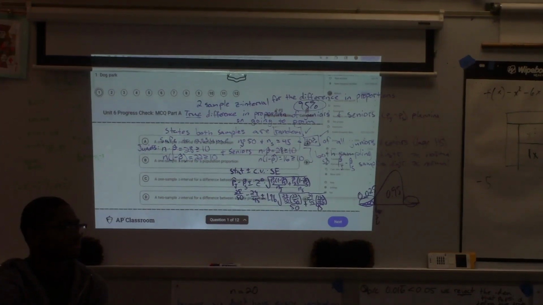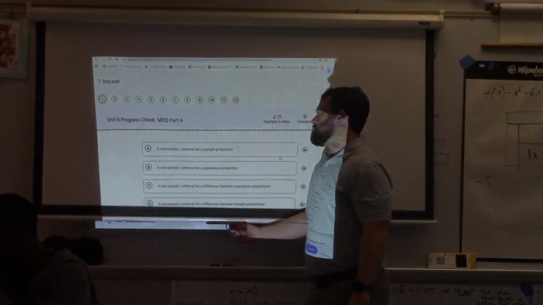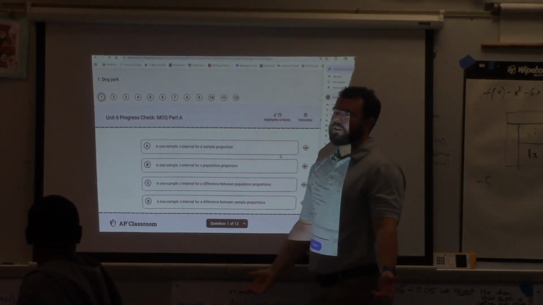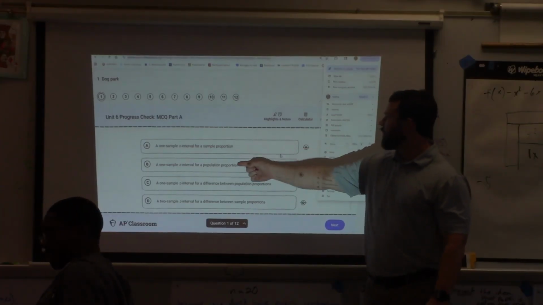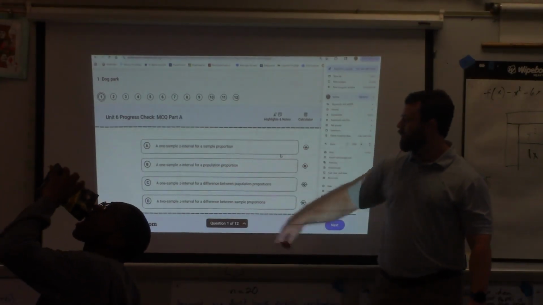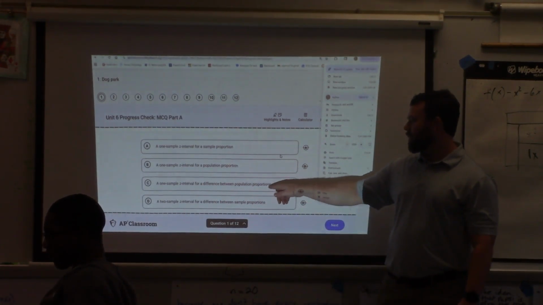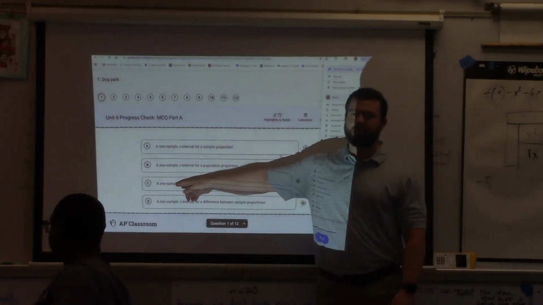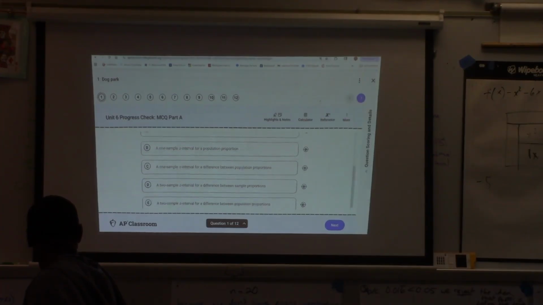So right here, a one sample Z interval for a sample proportion, it doesn't exist. Because we don't need an interval for a sample proportion, we calculated a sample proportion. We already know the sample proportion, we're doing an interval for a population proportion. Now, a one sample Z interval for a difference between population proportions. Can you have a difference between population proportions with a single sample? No. So that also does not exist.